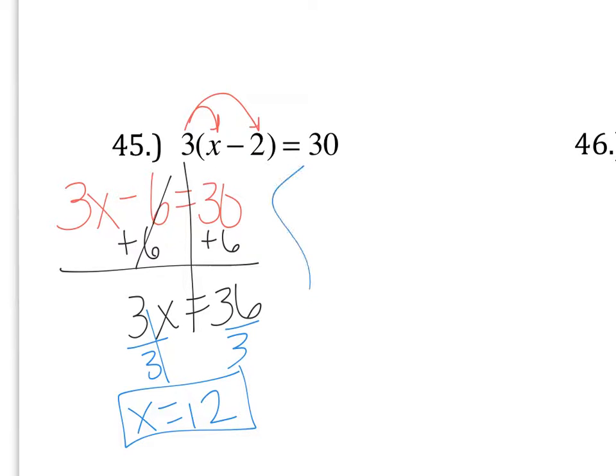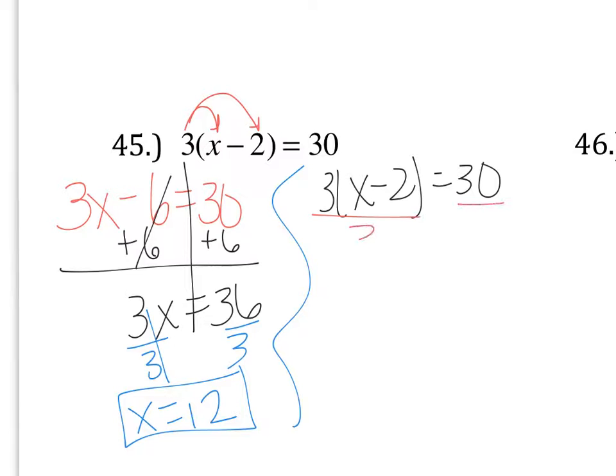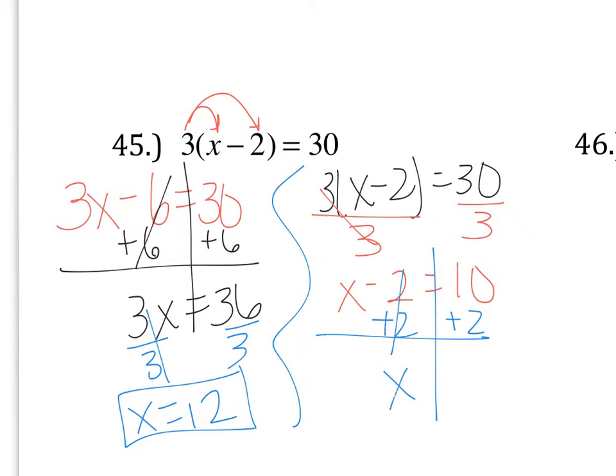The other method of going about this problem, which I'm going to rewrite, 3 times (x minus 2) equals 30, would be to start by dividing both sides by 3. That's also an option. That would leave us with x minus 2 equals 10. And then we can add 2 to both sides to get x equals 12. So either way, we're going to get 12 as our answer.